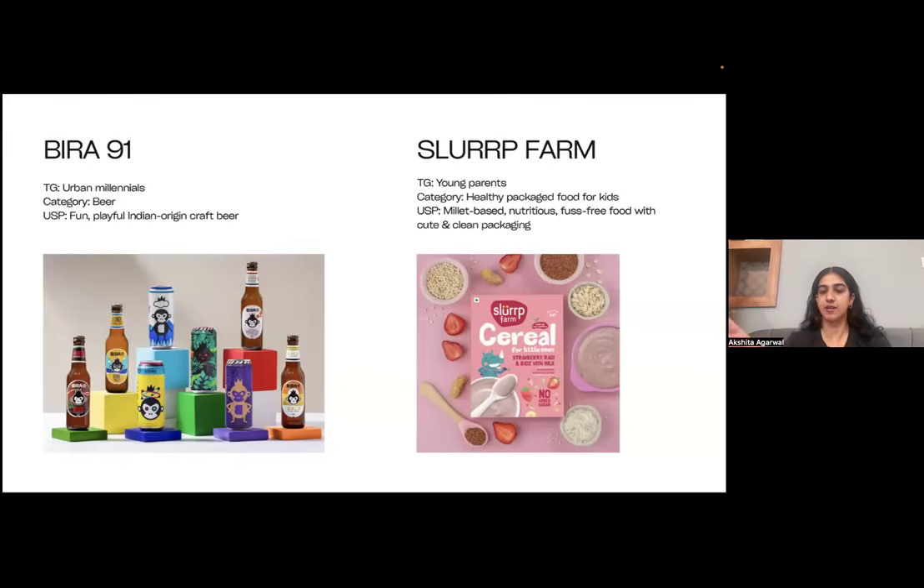Slurp Farm again is a very newish brand in D2C. They're targeting kids, they're targeting young parents, the categories in the healthy food space. They know their USP very well, is that they want nutritious fuzzy food. They want like a playful vibe. And you'll see that across, for example, how they play around with fonts in their packaging, how they do their advertisement on social medias as well. Just to give you a juxtaposition of how brands can look different if they know their user base really well.